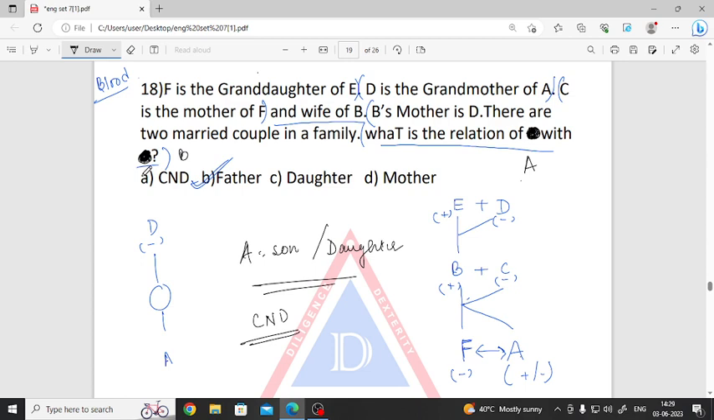ठीक है? But here what was the question? The question here was what is the relation of B with A? That means B is the father. ठीक है? चलो next.